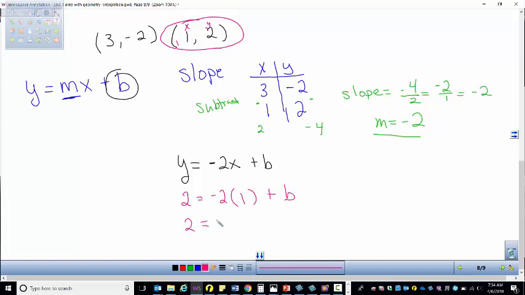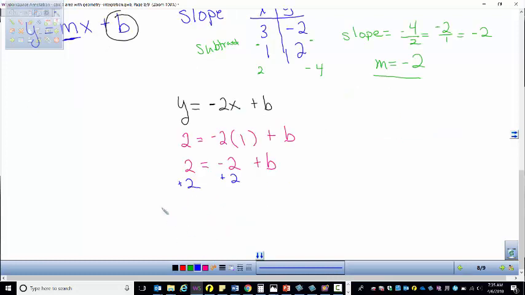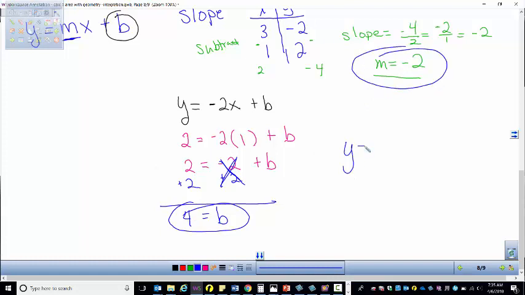So 2 equals negative 2 times 1 is negative 2 plus b. And the opposite of negative 2 is positive 2. And 2 plus 2 is 4. Negative 2 and negative 2, they cancel, so we don't need those, equals b. So now I have my y-intercept and my slope. So I can write my equation, y equals negative 2x plus 4.